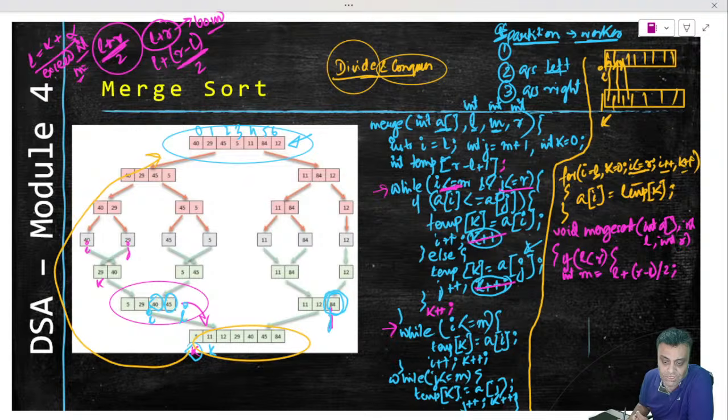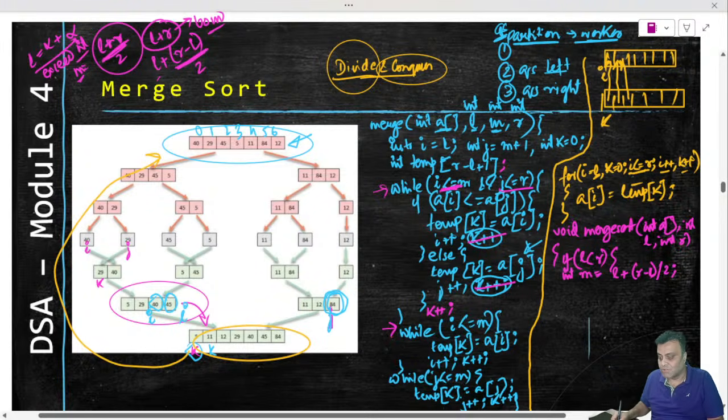If you do this, then what are you doing? You are actually doing L plus R minus L by 2, and that way you are not adding a large number to L, and therefore the chances of you crossing the bounds will be much lesser.